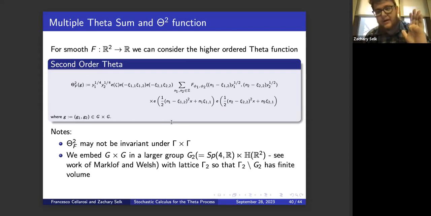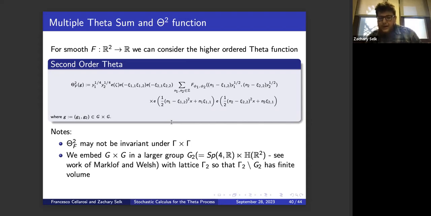In particular, in the case of the triangle, the indices are tied together, right? The components are tied together there. So we're not able to just use all of the same stuff from the first order, because if we could split the sum into two, then that would be fine, but we're not able to split it. So the lattice that we mentioned before, this gamma lattice, the second order theta might not be invariant under the product of gamma with itself, because f is not necessarily a product of two functions.